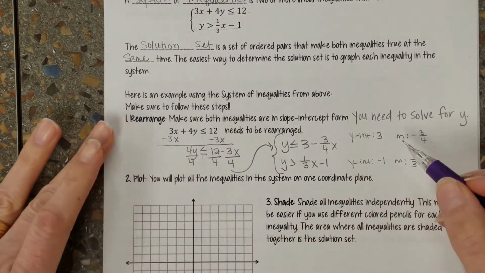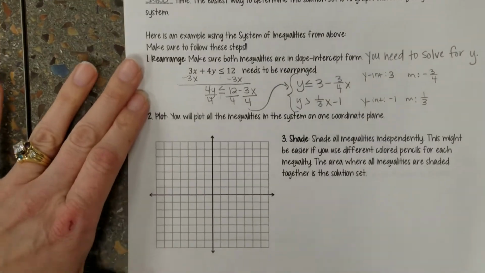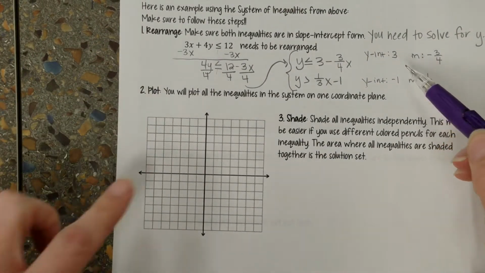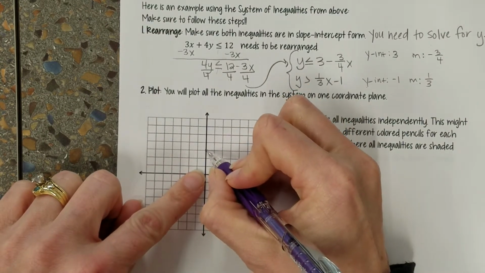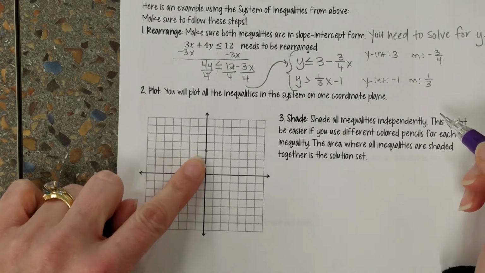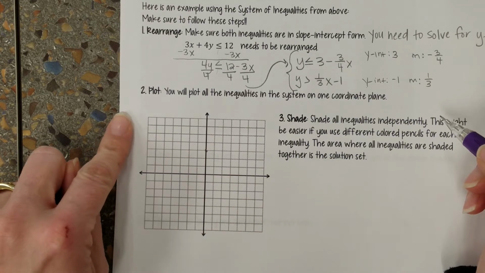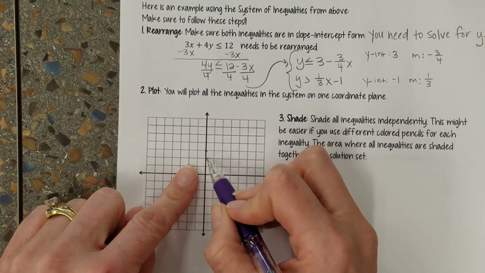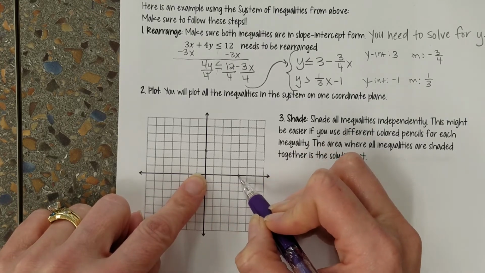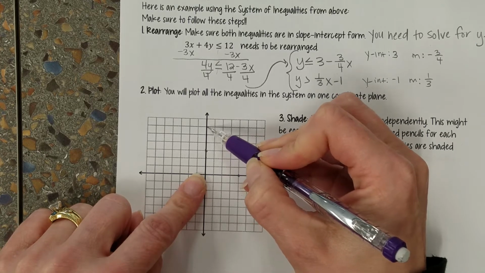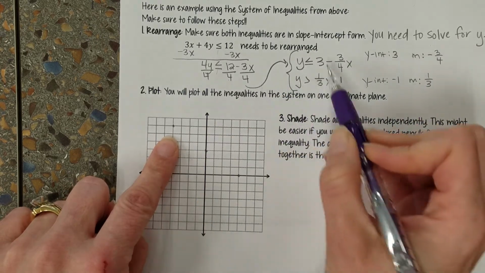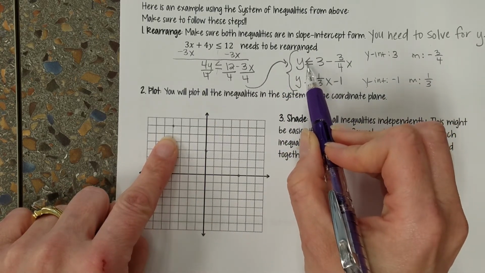My y-intercept is 3, so let me pull this up a little so you can see better. I'm going to go up to 3. And then my slope is -3/4. Because it's negative, I'm going to go down and to the right, or up and to the left, or one of each. So I'm going down 3, 1, 2, 3, and over 4, 1, 2, 3, 4. Then I'm going up 3, 1, 2, 3, and over 4, 1, 2, 3, 4.